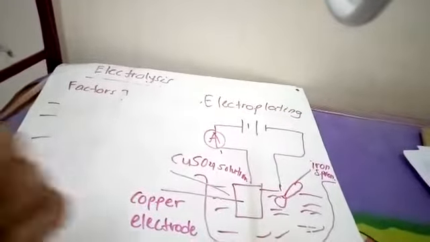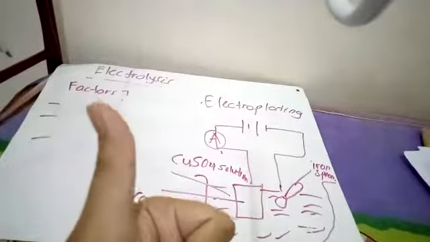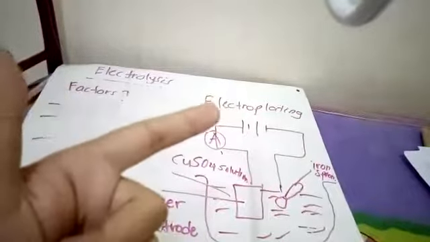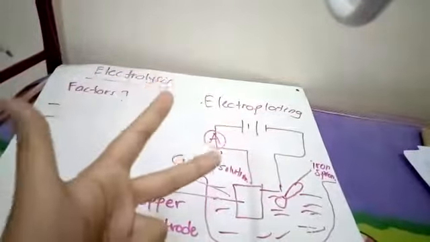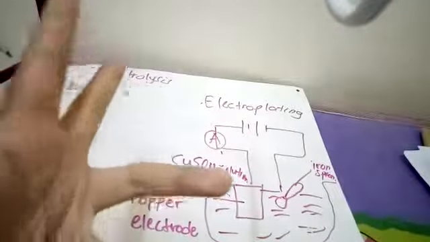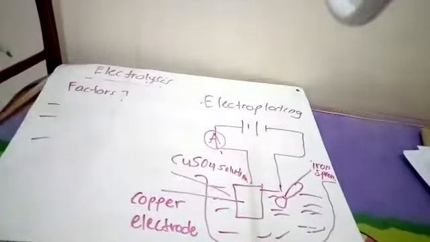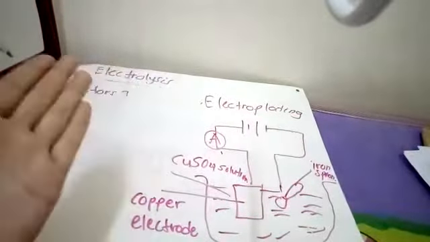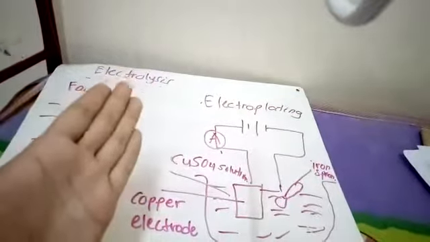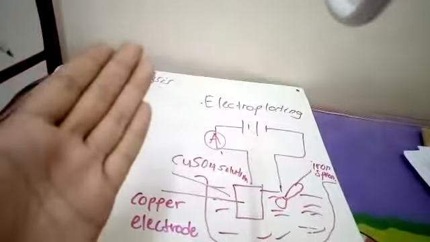First, determine the terminal of the battery. Second, the terminal of the electrode. Third, you must know the electrolyte. Fourth, we determine the reading of the ammeter. And the fifth is we must know which metal is to be electroplated or displaced.